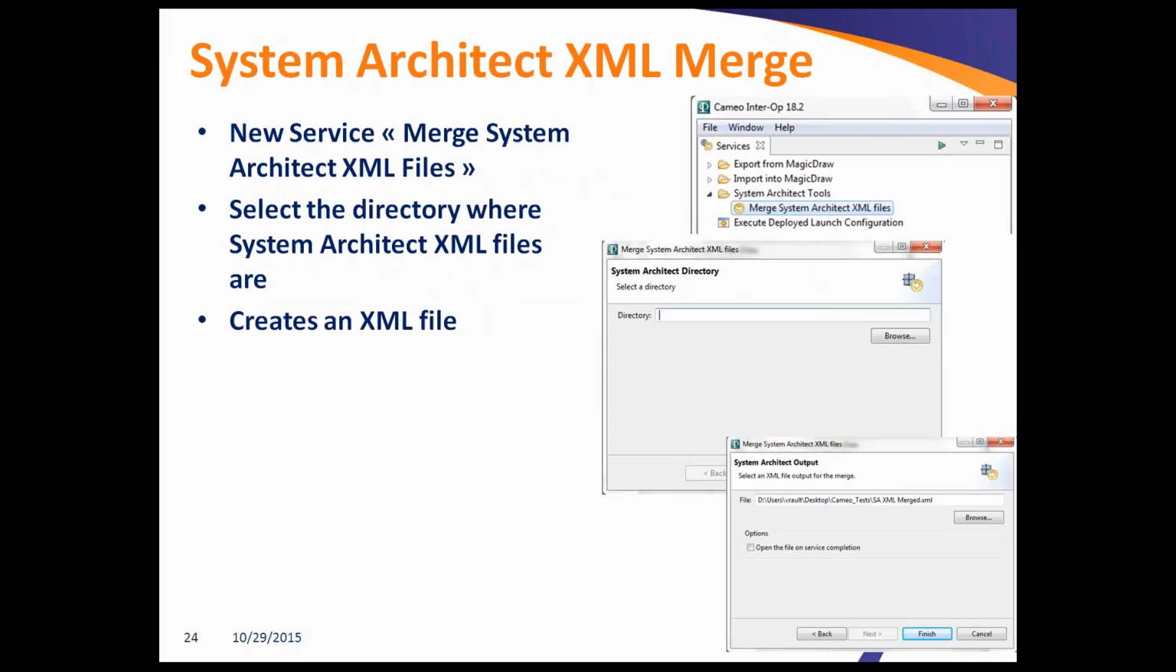What exactly does our System Architect XML merge mean? It is a service that can be used directly from Cameo Inter Op that takes several XML files to create only one. So it takes one directory as an input, and it creates an XML file that can be used, for example, by the System Architect to MagicDraw transformation.